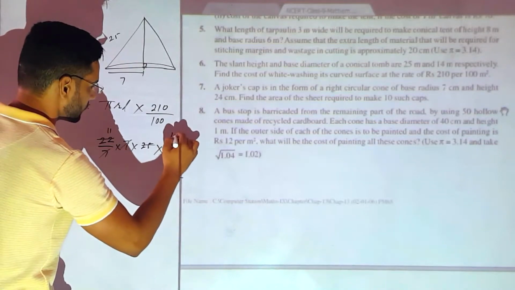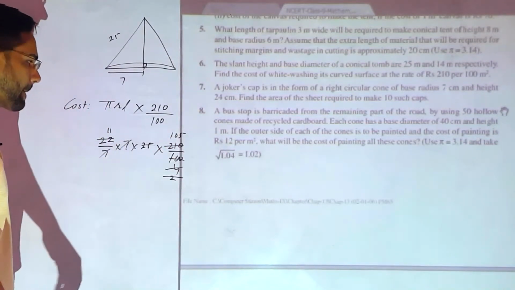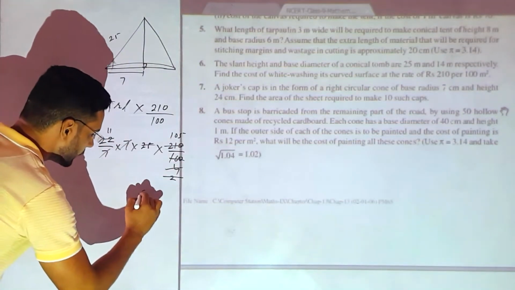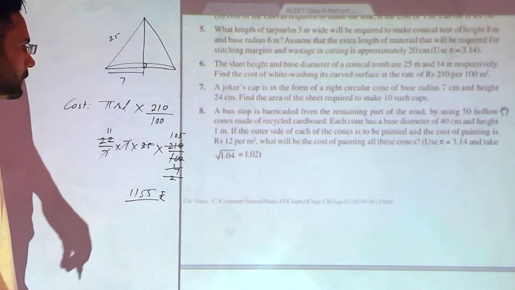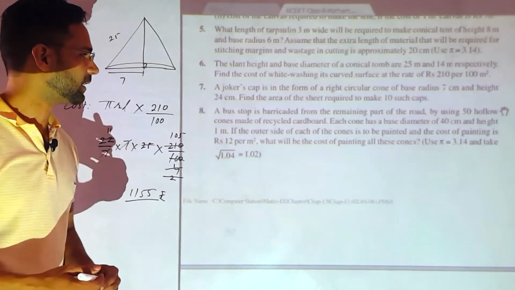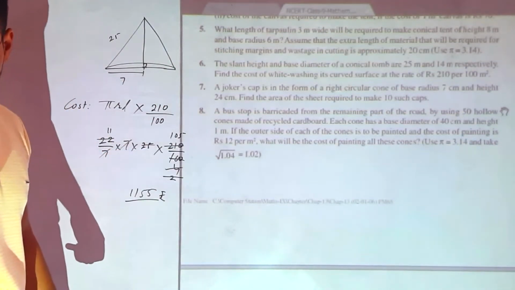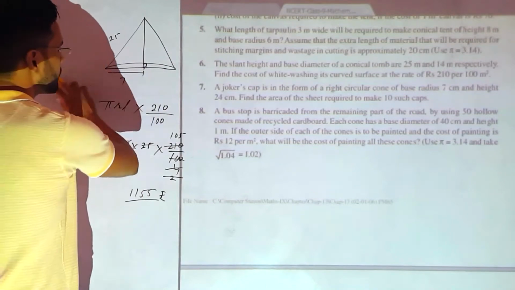Question solve. 5, 55, 11, answer rupees. Solve. Okay. Now question number 7.